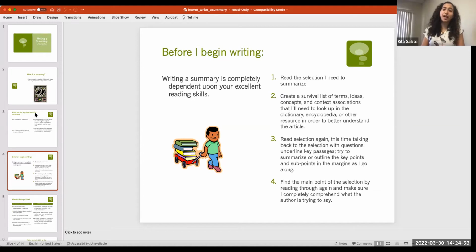And lastly, you want to find the main point of the selection by reading through again to make sure you completely understand what the author is saying. Cool? Any questions? So these are just some things you need to do. Again, read the text, try to see what you understand, what's important, and read it again with questions in mind to make sure that you have done a good job. Cool?